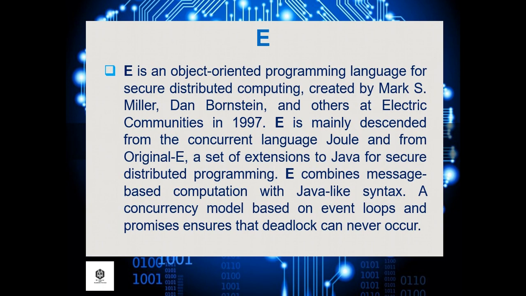E. E is an object-oriented programming language for secure distributed computing created by Mark S. Miller, Dan Bernstein, and others at Electric Communities in 1997. E is mainly descended from the concurrent language Joule and from original-E, a set of extensions to Java for secure distributed programming. E combines message-based computation with Java-like syntax. A concurrency model based on event loops and promises ensures that deadlock can never occur.